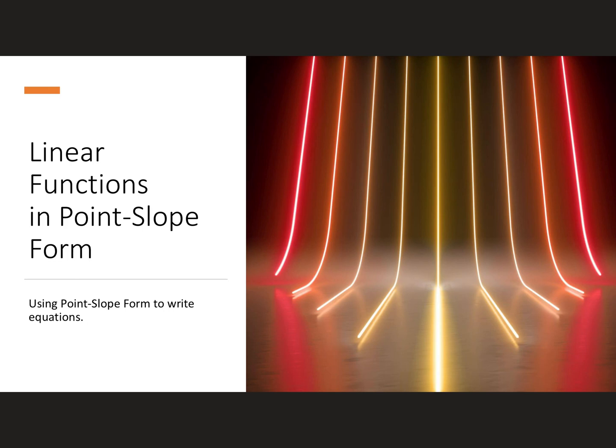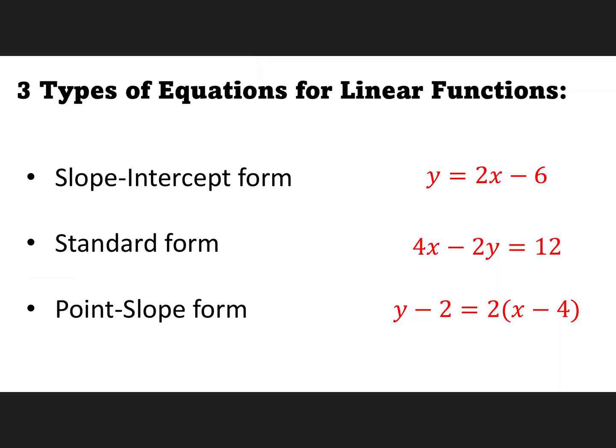Today I'm going to talk to you about point-slope form. Remember that there are three types of equations for linear functions: slope-intercept, standard form, and point-slope form. All three of these are actually of the exact same line, but as you can see, point-slope form looks a little bit different than the other two.